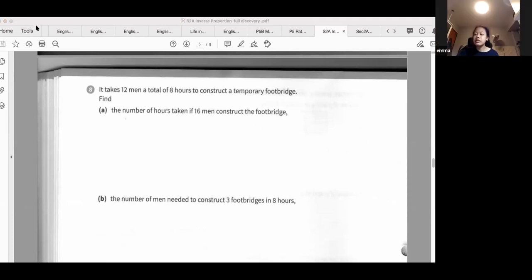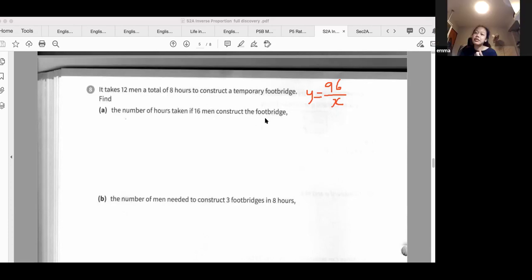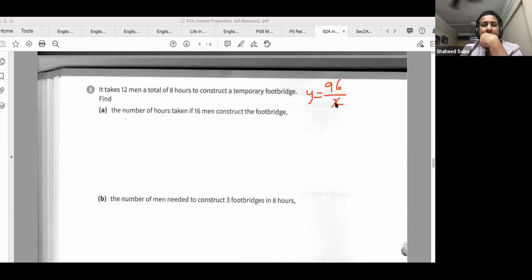Y equals 96 over x. Okay, what's your k? Y equals 96 over x. Well done. That's your equation. Notice they didn't ask you for the equation here, but you need to have this equation in order to do question A. Now, as I said, y is normally what? For inverse, normally time. I found the answer already. What's the answer for A? 6 hours. Okay, 96 divided by 16 is 6 hours. So does it make sense now? 16 men will take 6 hours, less time than 12 men. Correct? Logical. Now you try the next one, B.